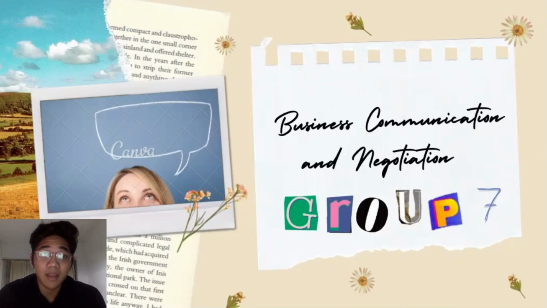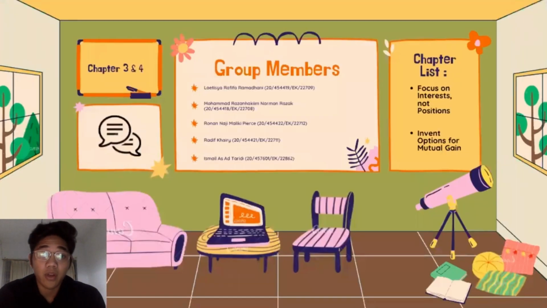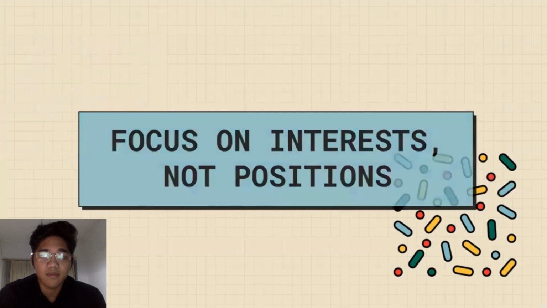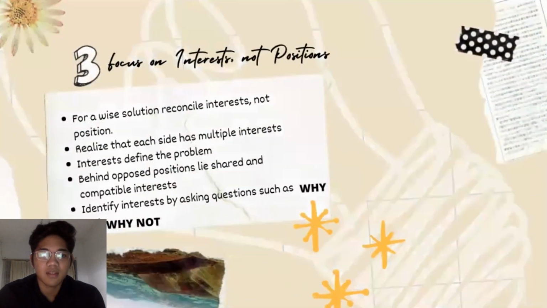My name is Hakim, and today with my fellow groupmates Letitia, Radif, Ronan, and Ismail, we will cover the third and fourth chapter of the book, which is titled Focus on Interest, Not Positions, and Invent Options for Mutual Gain. Here are some of the topics I will discuss.